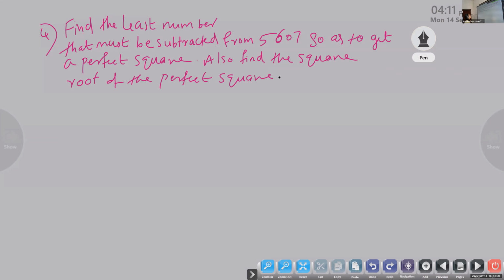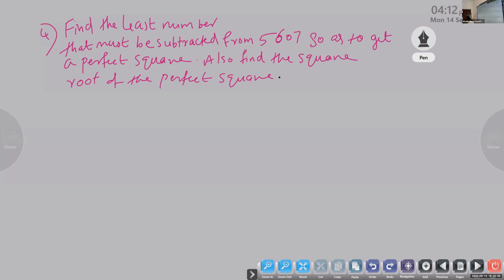Find the least number that must be subtracted from 5,607. So 5,607 is not a perfect square. We need to find a number that, when we subtract it, we will get a perfect square. First of all, we will do the division method for finding its root, and there we will get a remainder. Usually if it is a perfect square, the remainder will be 0. But in this case, since it is not a perfect square, we will get a remainder. That remainder we will subtract.